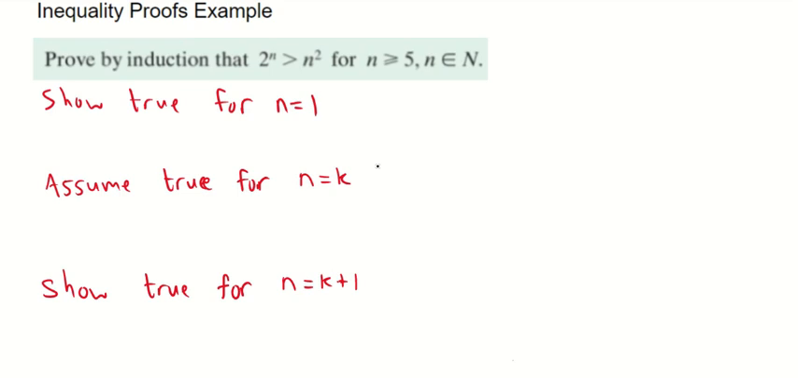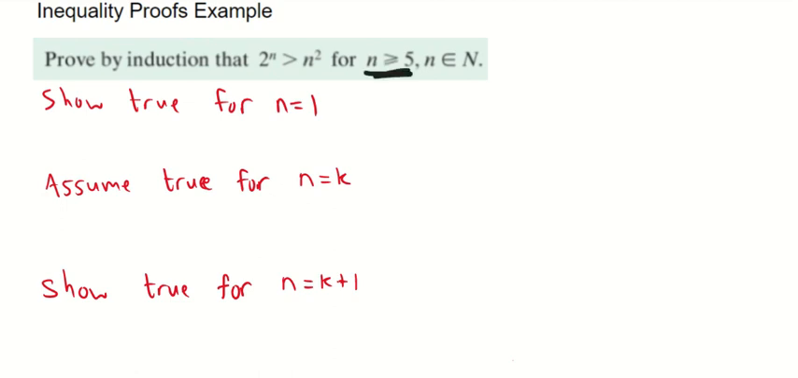Hi folks, this is using proof by induction for inequality proofs. So the first thing we're going to do here, if you look at the question, is show that 2 to the power of n, for when n is any number, is greater than that number squared.